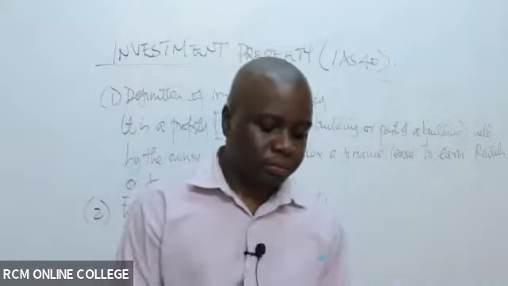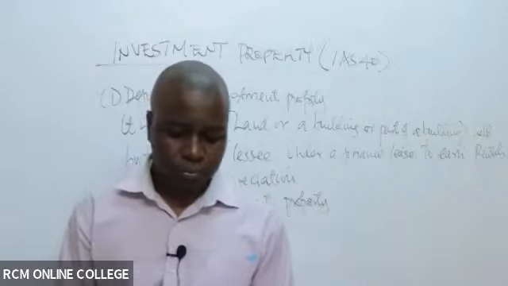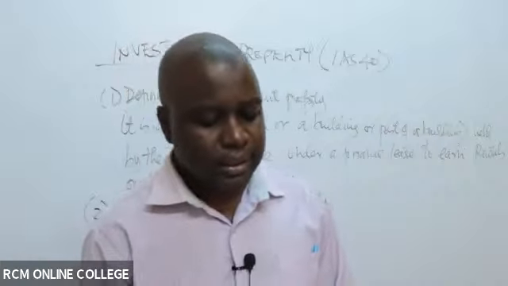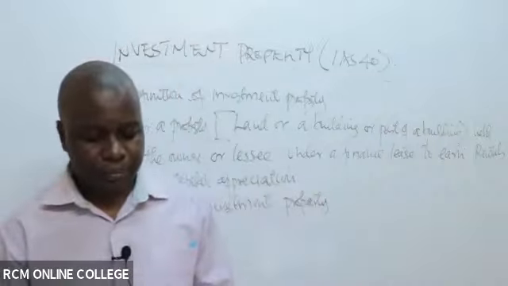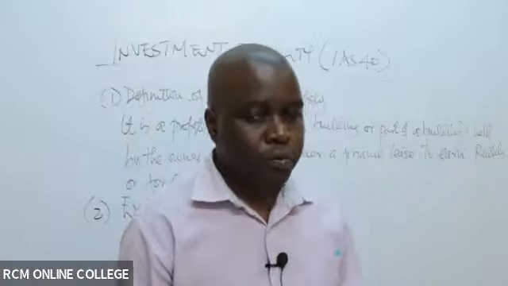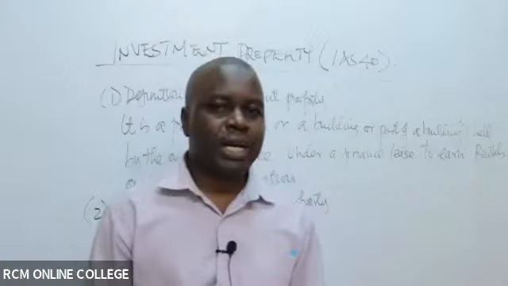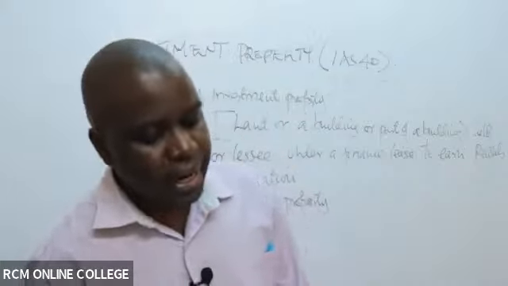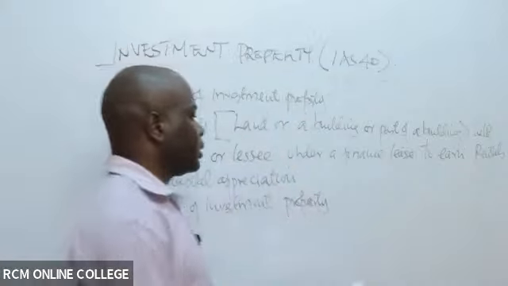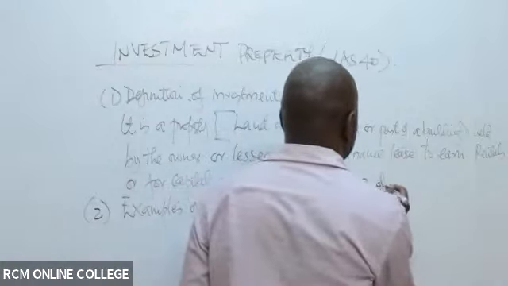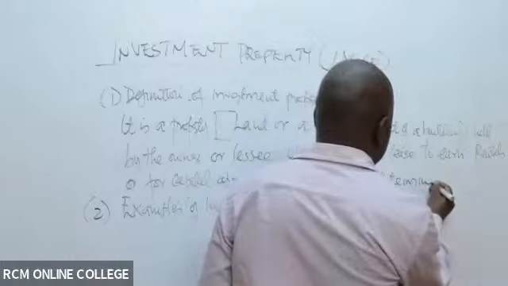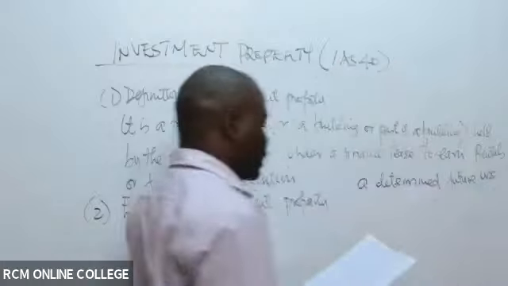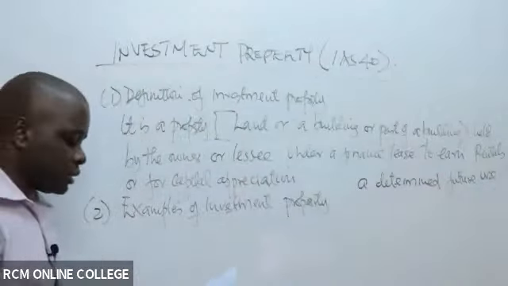Then number 2, land held currently for a determined future use. Land held currently for a determined future use.